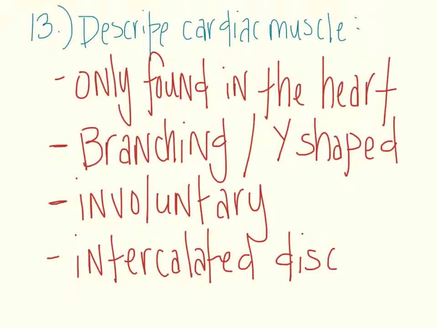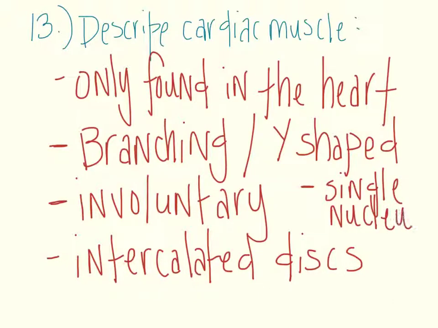And all these do is help strengthen the heart. You have to keep in mind your heart is beating constantly your whole life. So it has to have some extra strength to it, and that is an intercalated disc. And just one more thing I'm going to add up here. Sorry, I ran out of space. It just has a single nucleus. So we'll talk about some types of muscles that have multiple nuclei, but this one just has one.